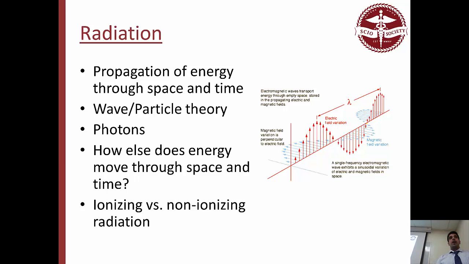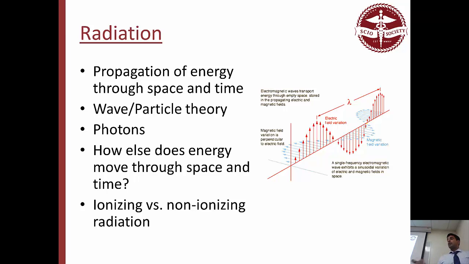So it's just one type. Basically, there's an electric field oscillating up and down, and then there's a magnetic field moving completely perpendicular to that same plane. And that's why it's called electromagnetic radiation.